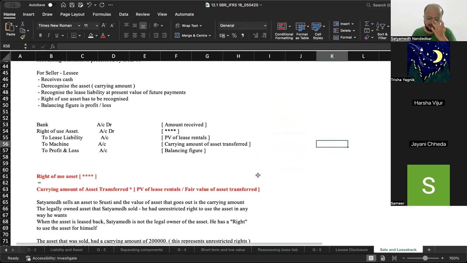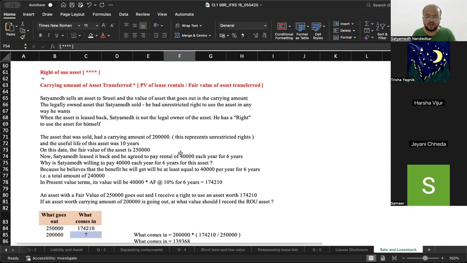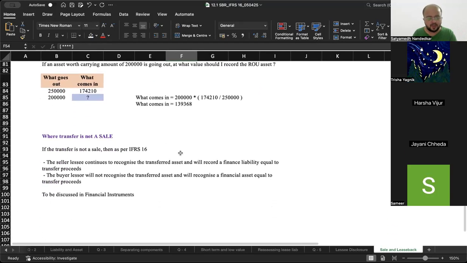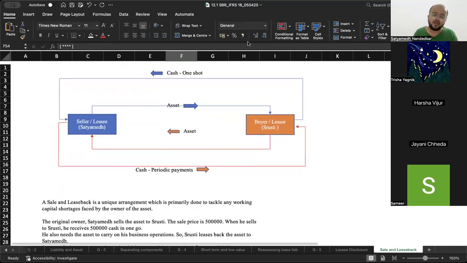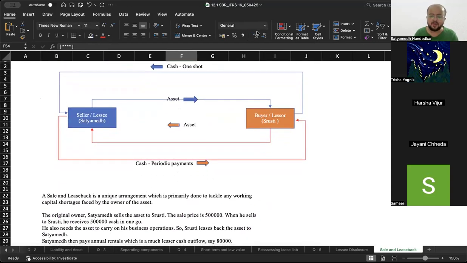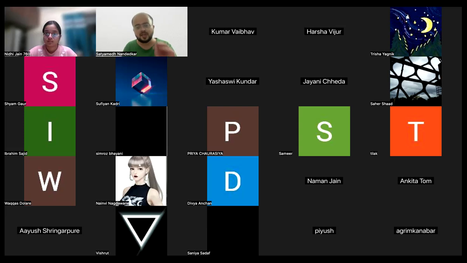when transfer is a sale, you will record the following entry: bank account debit, amount received, lease liability credit, PV of lease rental, machine credit, carrying amount of asset transferred, and right of use asset will be debited with carrying amount of asset transferred into PV of lease rental upon fair value of asset transferred, and balancing figure will go to P&L. Now, if the transfer is not a sale, it will be treated like a financial liability, and if the fair value of the asset is more, then the difference is recorded as a financial liability and it is shown separately.